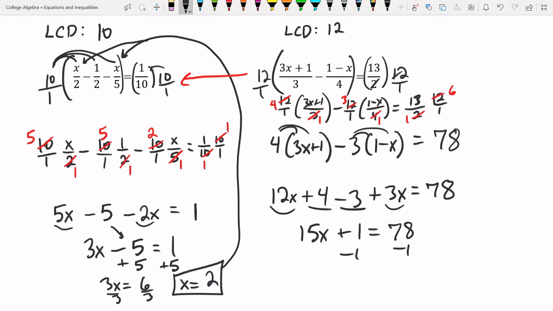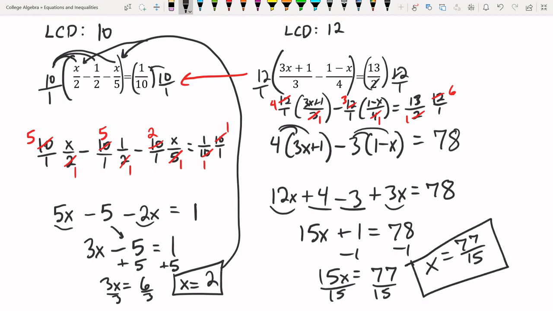Subtract 1, 77, and divide by 15. This cannot reduce at all. If it could, we would always reduce. So this is our final answer, and this is again a conditional equation.